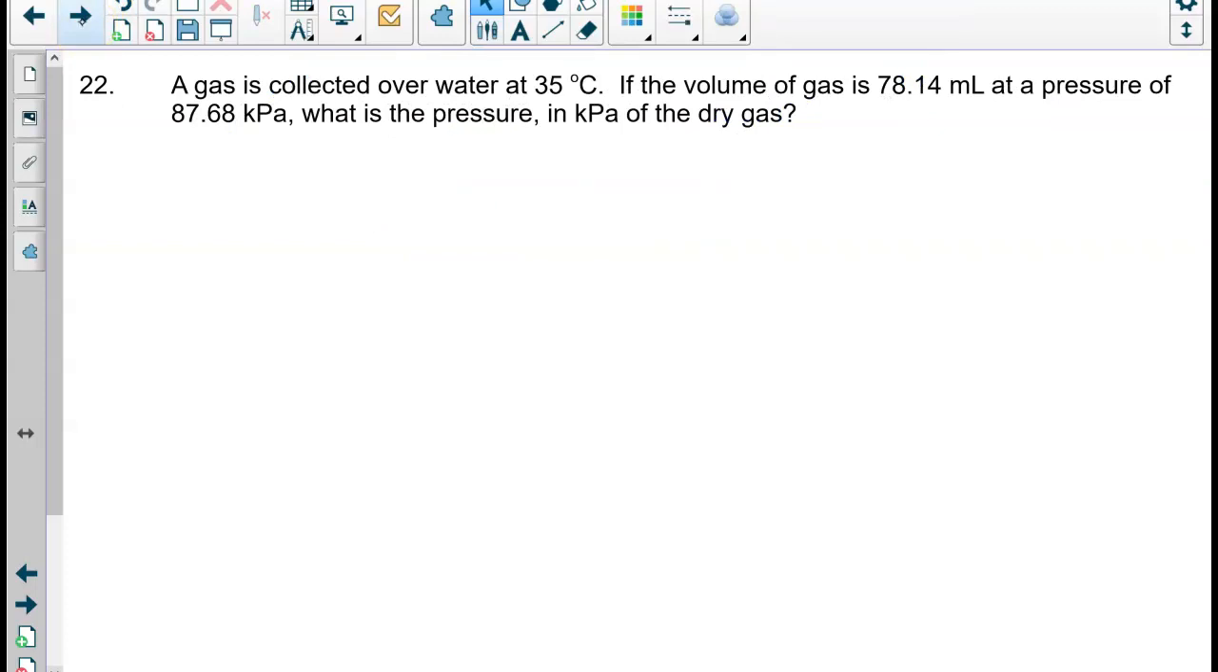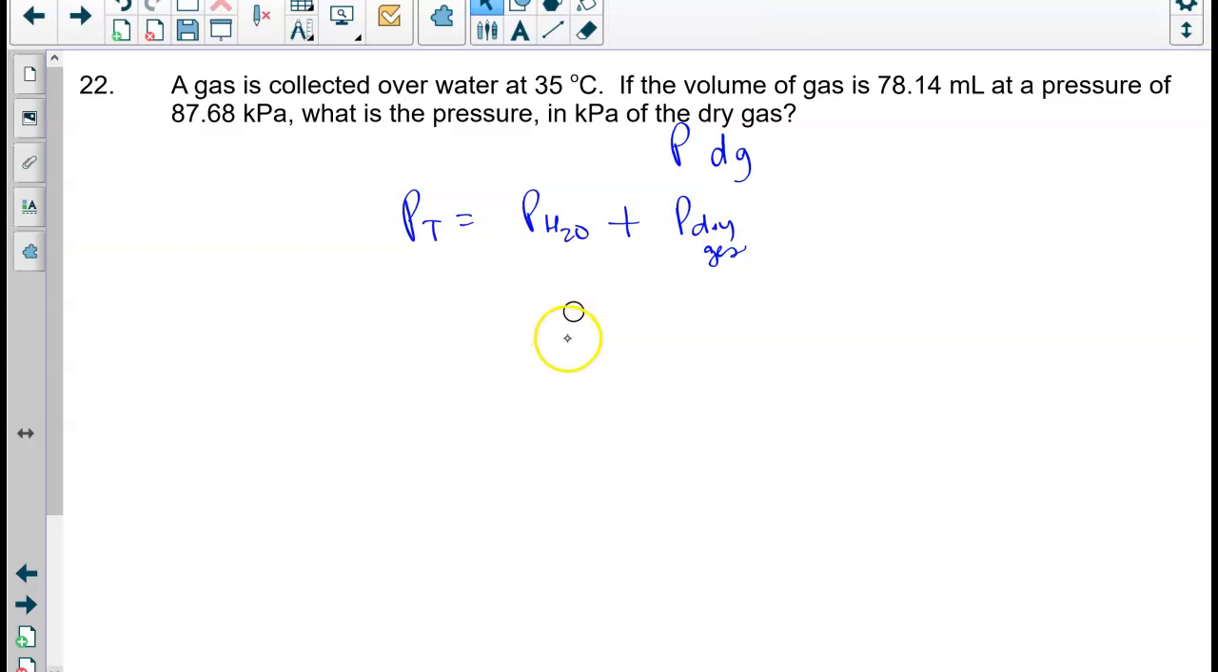Okay, for our second example, we are going to look at what we're solving for. We're looking for the pressure of the dry gas. That's a little bit of a giveaway that we are going to need to use the formula P total equals P water plus P dry gas. In order to use this, anytime we see collected over water, we have to use a vapor pressure table. So we're going to go look at the vapor pressure table.